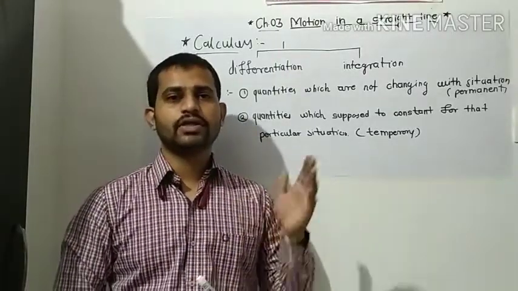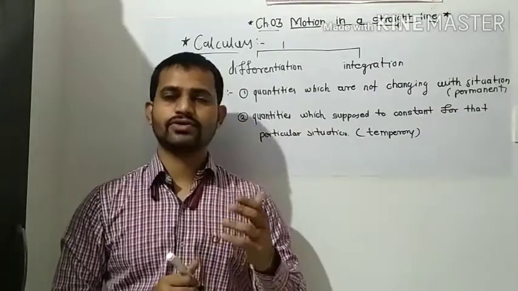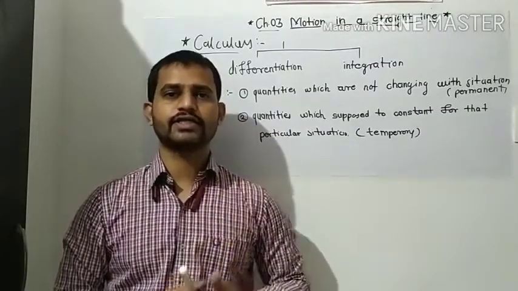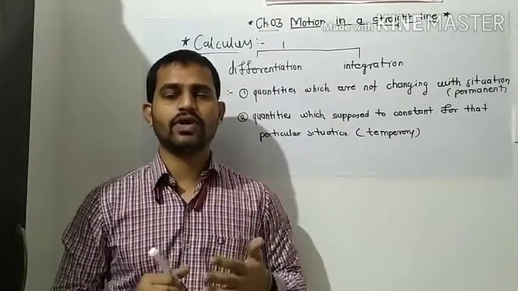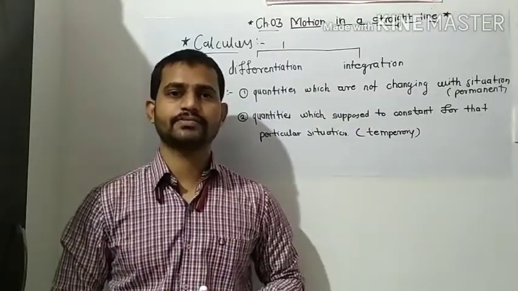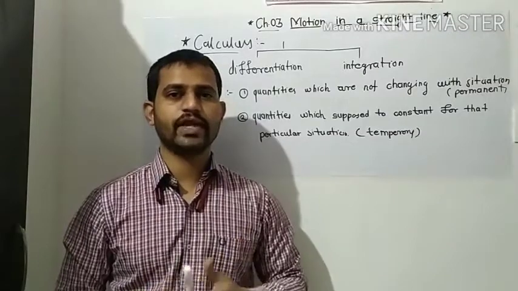Okay, now this is about the constants. The constants are divided into two types, that is the permanent constant and the temporary constant. Now we have to see the variables.